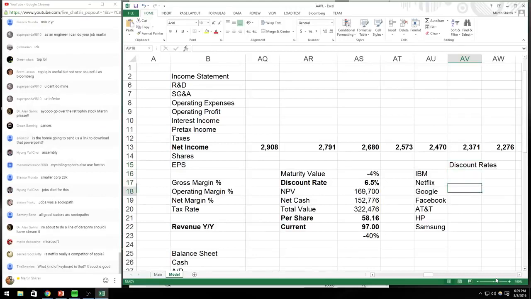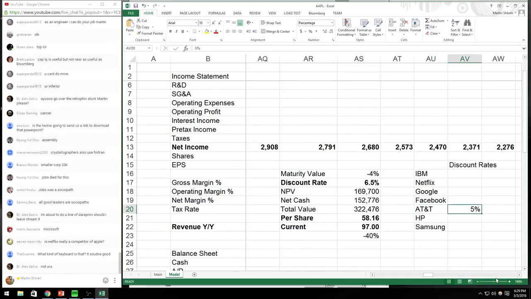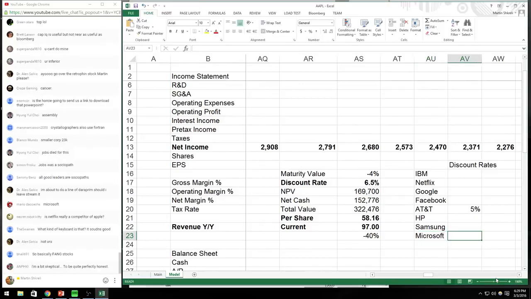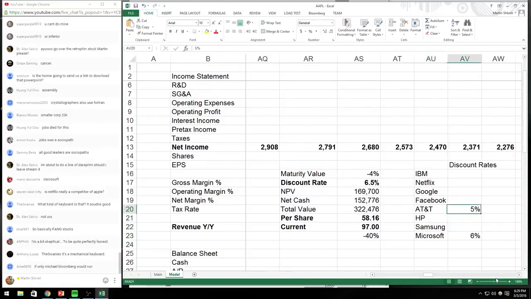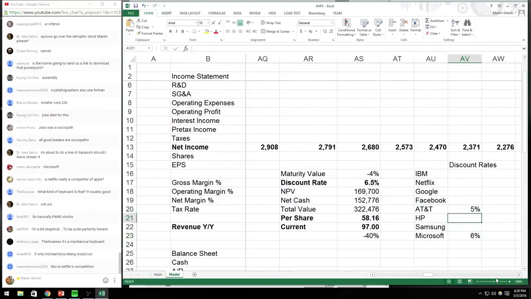Well, diversity is really important, and the type of business they're in. AT&T is a regulated monopoly, so it's going to have the lowest discount rate. Microsoft is very diversified, but it's not a monopoly that's enforced by the government. AT&T literally is a monopoly.